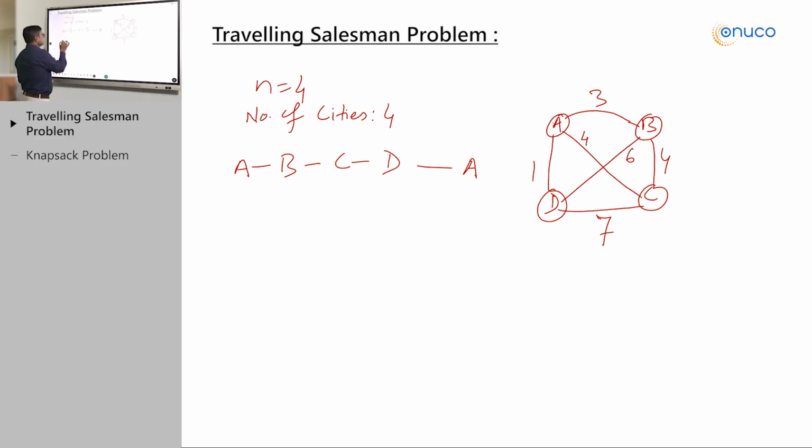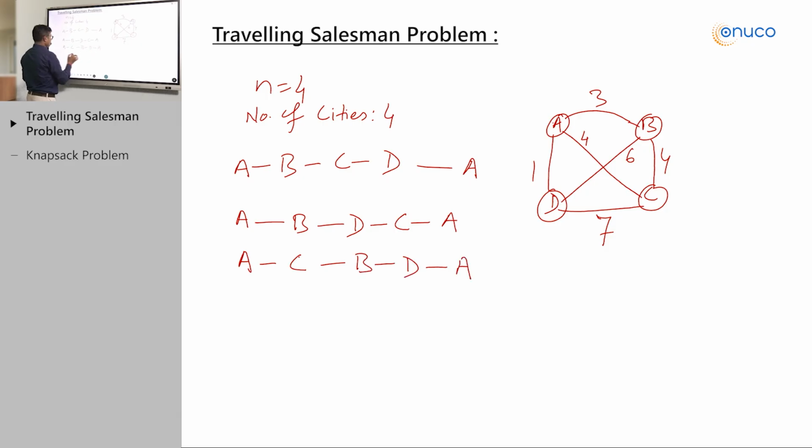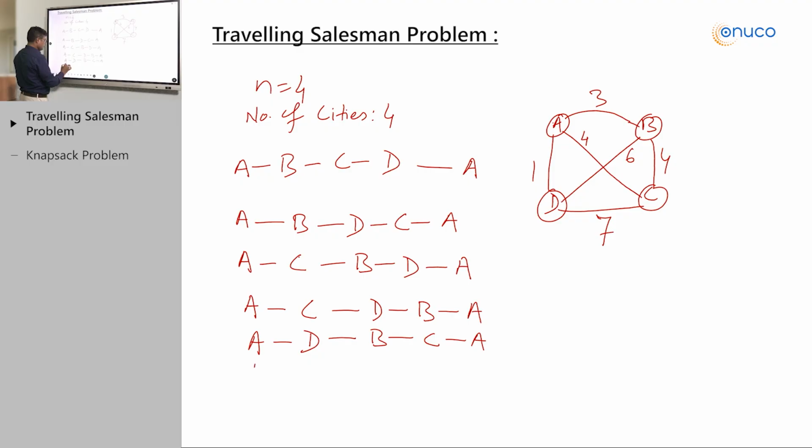So what are the other paths? We can write A to B to D to C to A. Similarly, A to C to B to D to A. A to C to D to B to A. A to D to B to C to A. A to D to C to B to A.